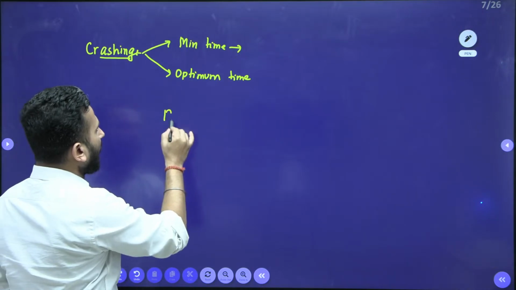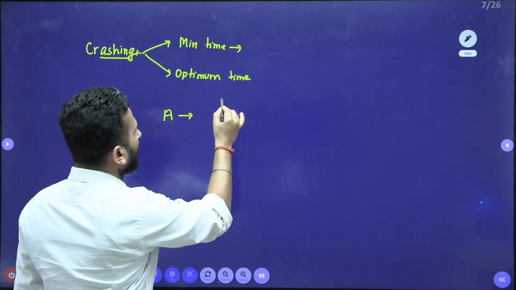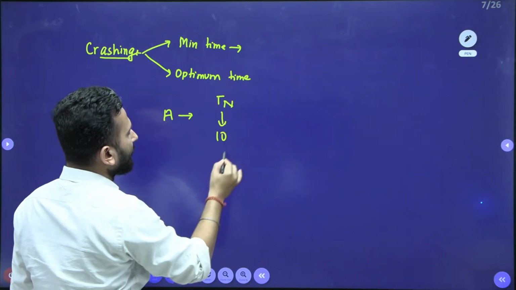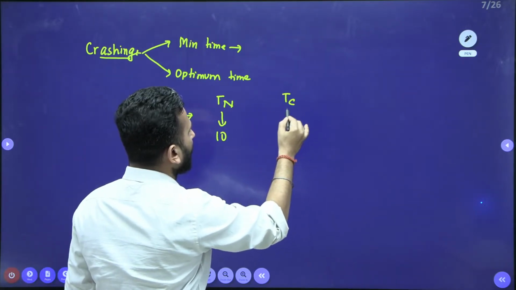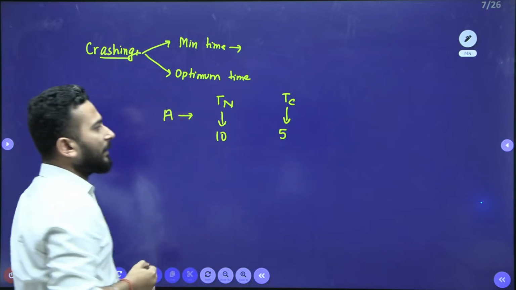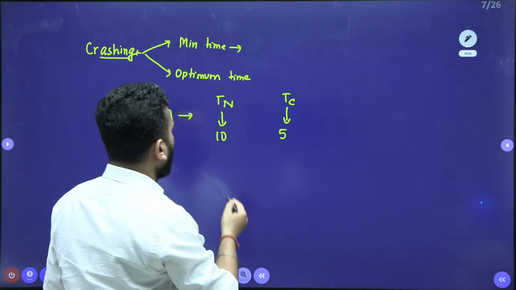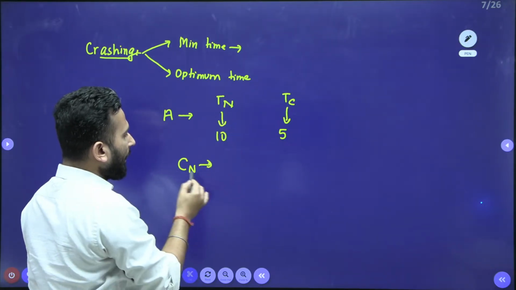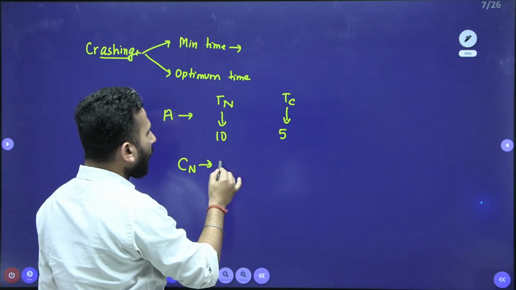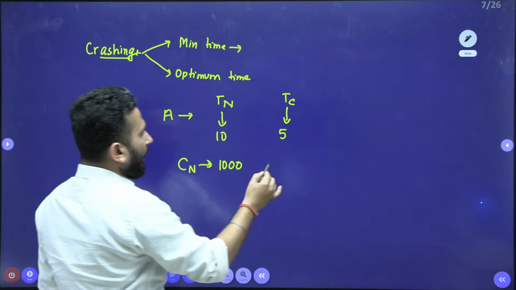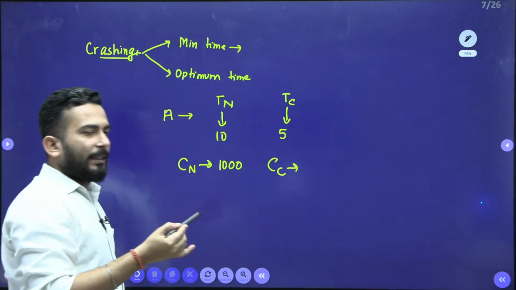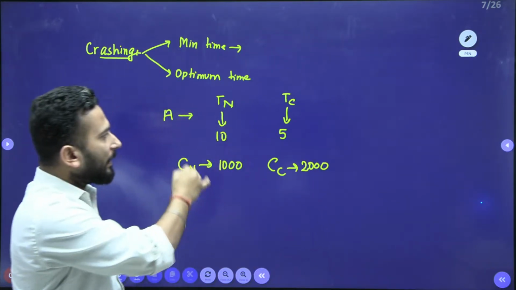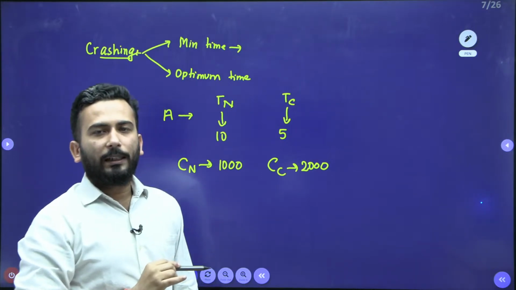Suppose, my dear friends, for an activity A, the normal project duration is 10 days, and after crashing it is coming down to 5 days. The maximum time till which I can crash is 5 days. Now, corresponding to normal time, the normal cost is, let's say, 1000, and the crash cost, obviously when you crash an activity, the cost increases, so it is becoming 2000. This much information for an activity will be given to you in case of a problem.